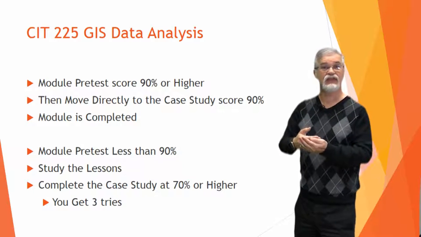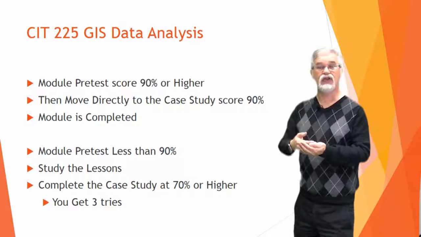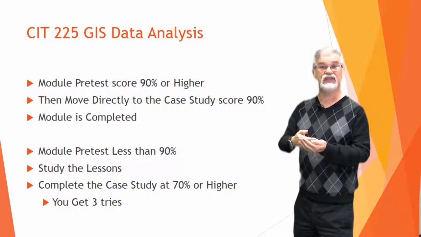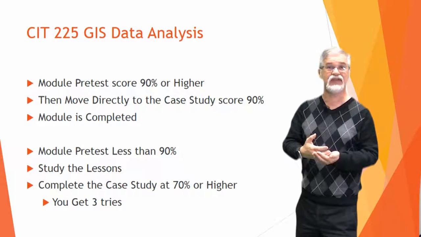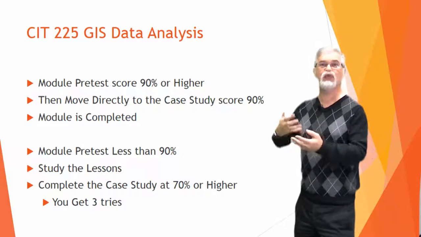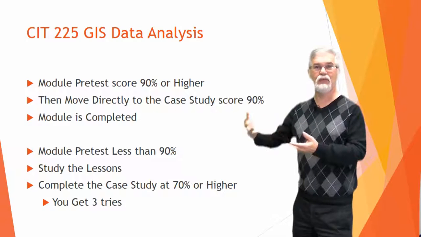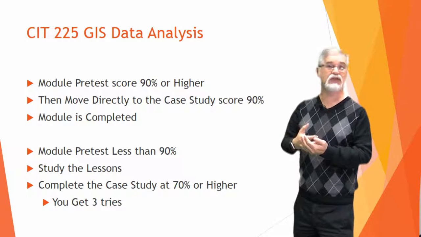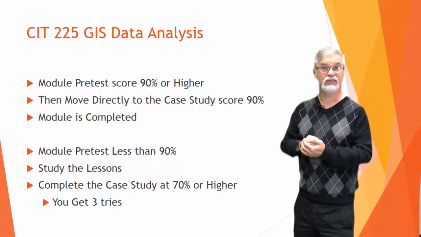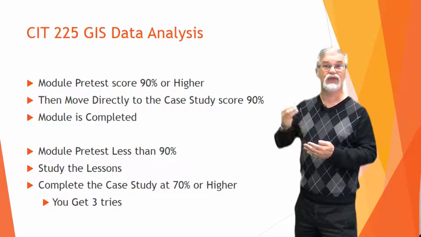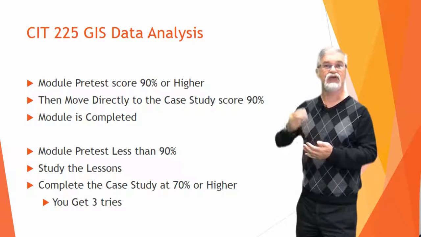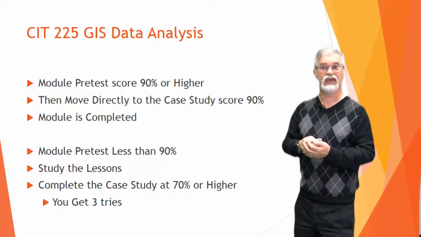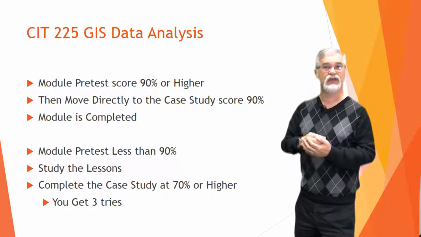The pretest counts nothing towards your grade. The only thing that counts towards your grade is what you get on the case study. And again, module 1 has two case studies that you turn in. If you score less than 70% on any case study, I'll tell you what you did wrong, what's needed, and what you omitted, and you can turn it in to me again, up to 3 times. Now, we don't average those grades. We take the last grade that you get, and that's the grade you get for that case study. So you've got up to 3 times to turn in a case study. It's got to be at least a 70% to move forward.